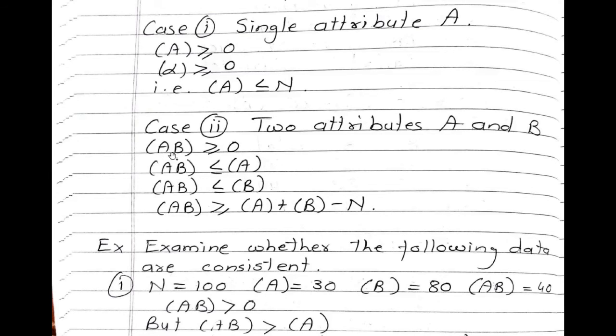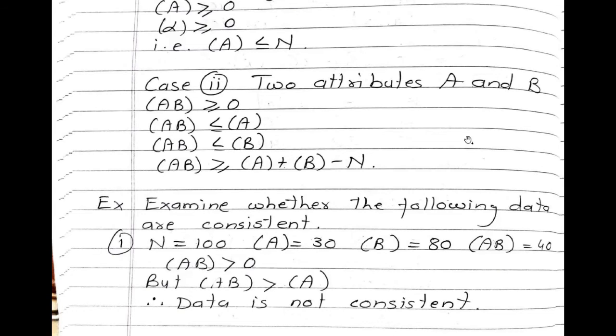See, what is the meaning of AB? People who possess attribute A as well as attribute B. So naturally it should be a subpart of A, and a subpart of B. So AB must be less than or equal to A, AB must be less than or equal to B, and the last condition is AB must be greater than or equal to A plus B minus N.